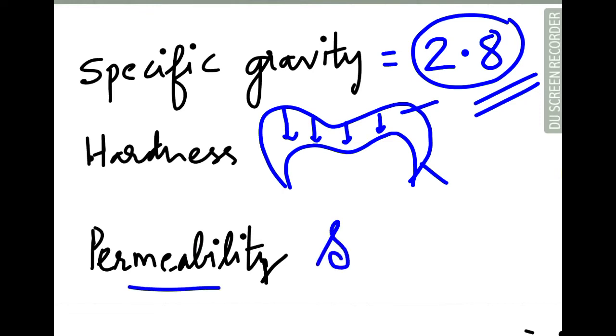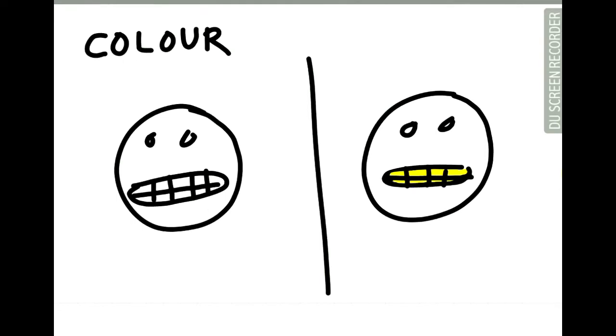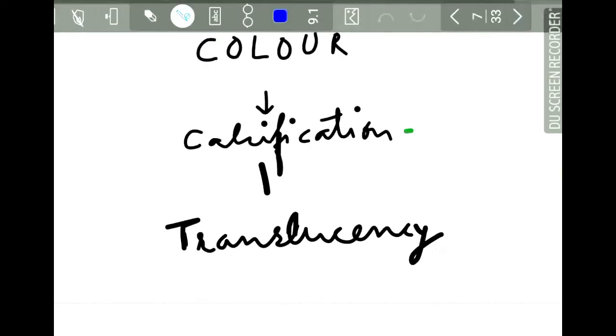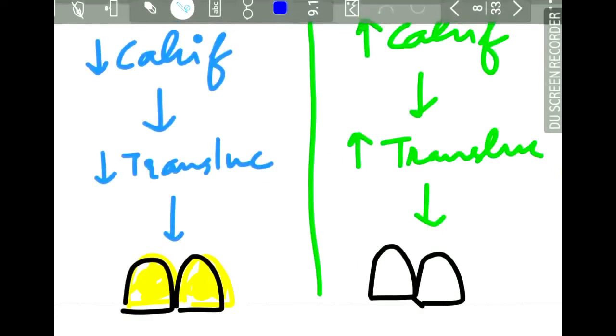Then permeability of the enamel, it acts as a semi-permeable structure. It allows certain ions and molecules to pass through it. Now let's see why some people have a perfectly white color of teeth while others have yellow. This color of enamel is determined by the calcification of the mineralized tissue present in the enamel. This mineralized tissue regulates the translucency of enamel and thus the color varies. Let's study this in detail.